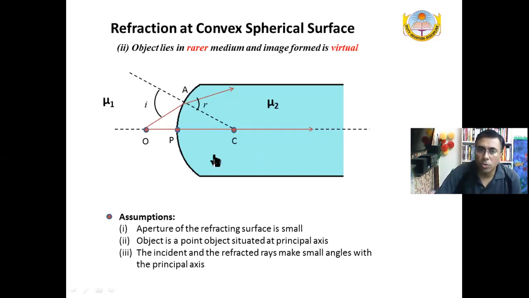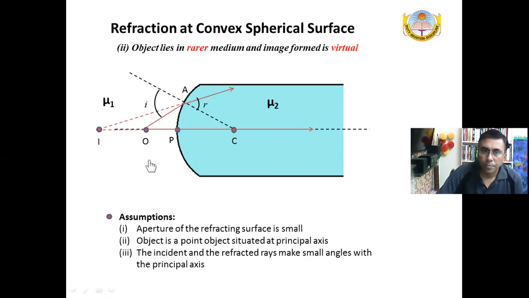So, what we do is we extend both the rays backward. And we see that when we extend both these rays backward, they appear to meet at this point. So this point will act as the virtual image, or basically we can say that for this object O, the virtual image is getting formed at this point. Okay, I hope this is clear to everyone.